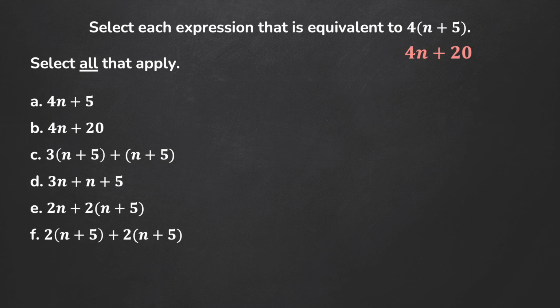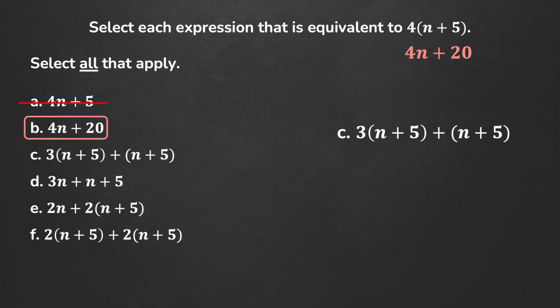So we're going to simplify all our choices that can also be simplified. A cannot be simplified, but it's also not equivalent to this expression because we were given 4n plus 5, and we're looking for expressions that are equivalent to 4n plus 20. B is 4n plus 20, so we know that's one of our answers. And now we're going to have to simplify C through F.